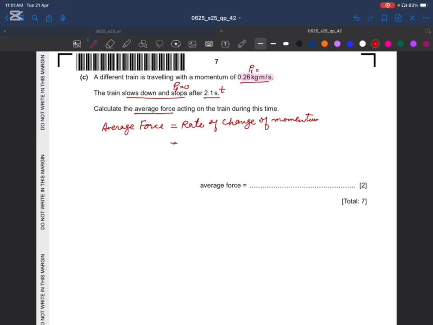So what is the rate of change of momentum? PF minus PI divided by time. That is, final momentum minus initial momentum divided by time will give you the rate of change of momentum, which is nothing but force. So what is the situation over here? Zero, as I said, this stops is telling you that the final momentum is zero. As far as the initial momentum is concerned, 0.26, and time is 2.1. So what is the change?